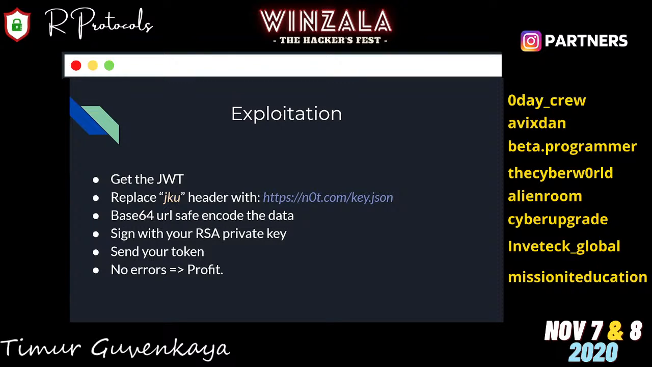We're going to get the JWT, replace the JKU header with our URL pointing to our malicious JWK, base64 URL encode everything, and sign with your RSA private key. We can do this freely since we're signing with our private key, and the application is going to verify with our public key, because we replaced the JKU to point to our server with our malicious JWK. Send your token, no errors, profit.